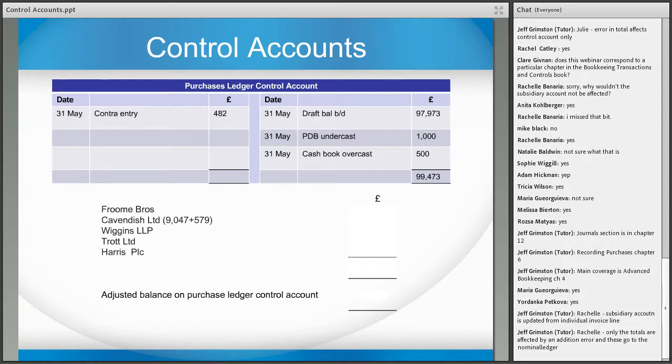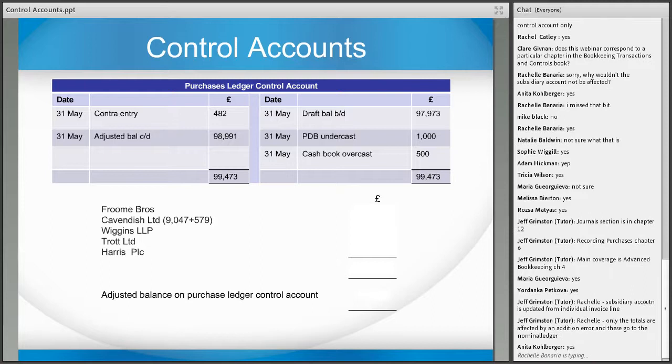If we now balance the account off, clearly the most entries are on the credit side. The total comes to 99,473. So that's the figure we pop into the debit side. Leaves us there now with an adjusted balance carried down of 98,991. Everybody happy with that so far? That reflects the errors that we discussed in the first part of the webinar. Good.